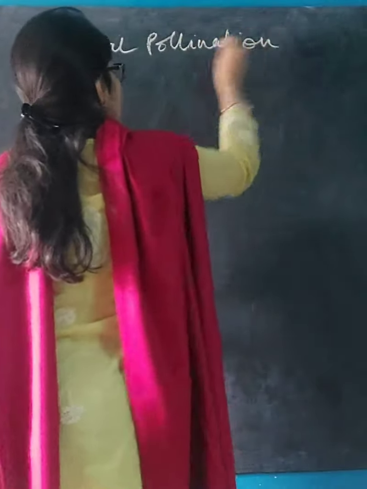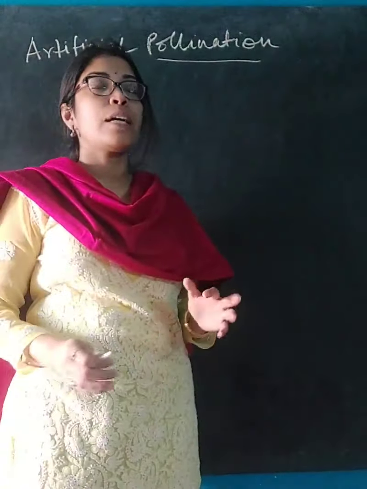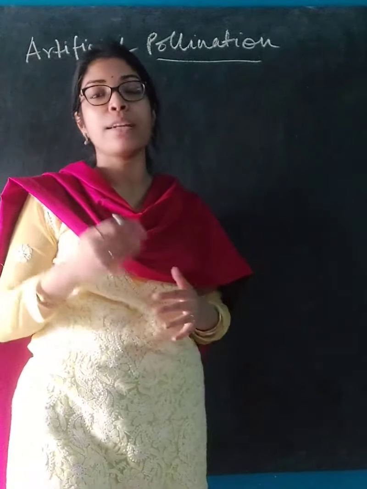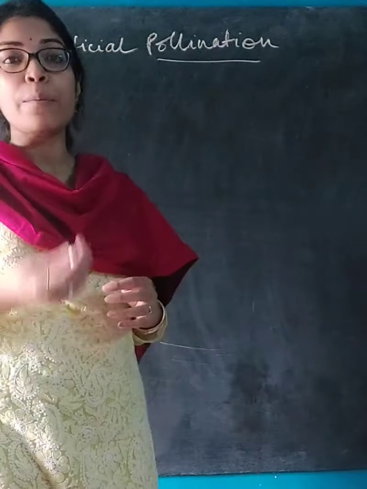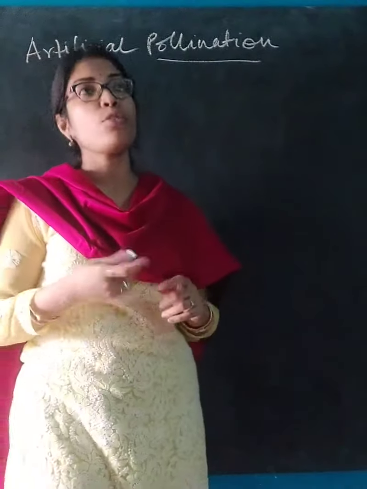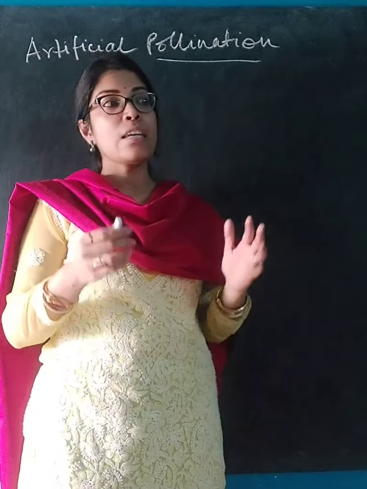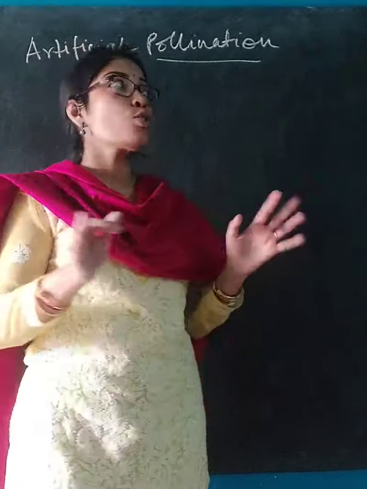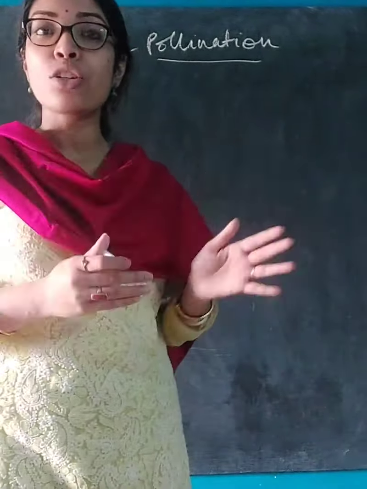Okay, so we have talked about pollination previously, and that was natural pollination. That means the pollination that happens naturally, and there are two types of pollination, which are self-pollination and cross-pollination. We have also discussed the different agents of pollination which help in transferring the pollen grains from the male flower to the female flower. Okay, so that was all about natural pollination.